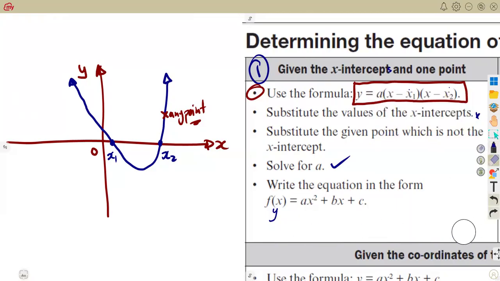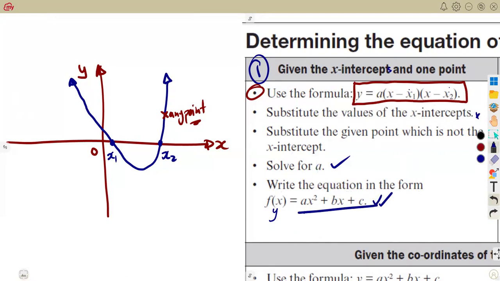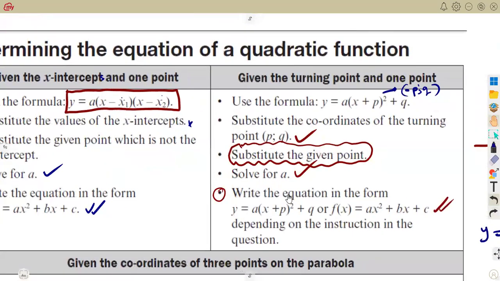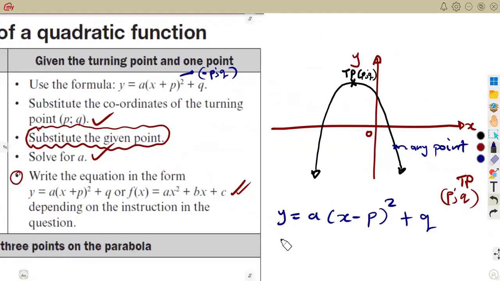All right? But if not given an instruction, in this case of this one, write it in the form of a quadratic function that you are used to. Then for this one, you must follow the instruction. But otherwise, if you are not given the instruction, it will be best for you to just maintain the way that it was before. Guys, expanding brackets will be a waste of time if we are not asked to express it in this manner. Okay, so that is for the quadratic function when you're given the turning point and 1 point.